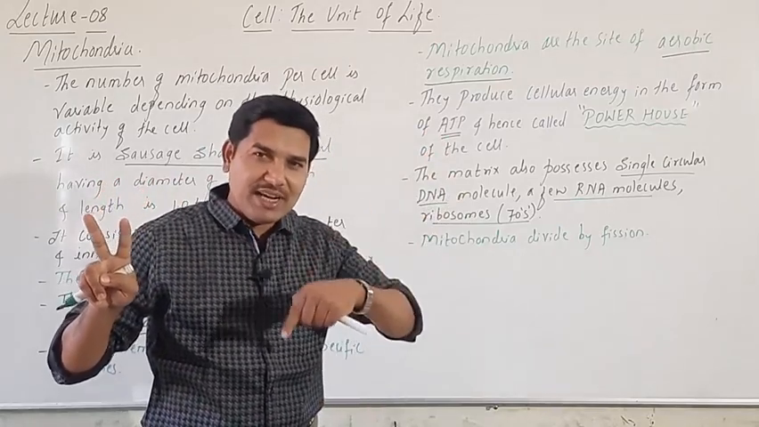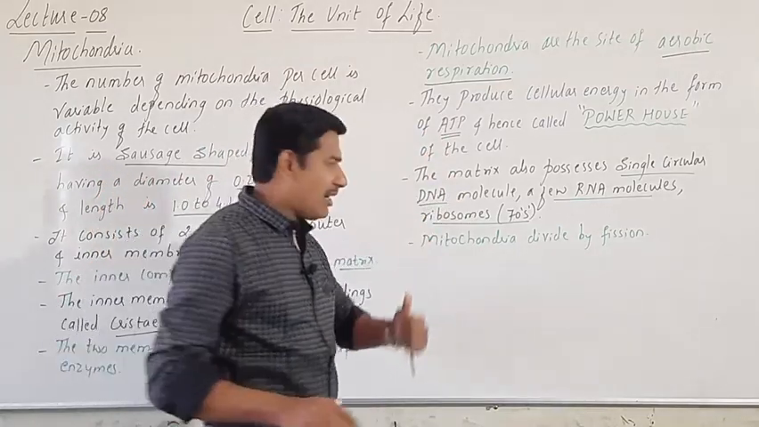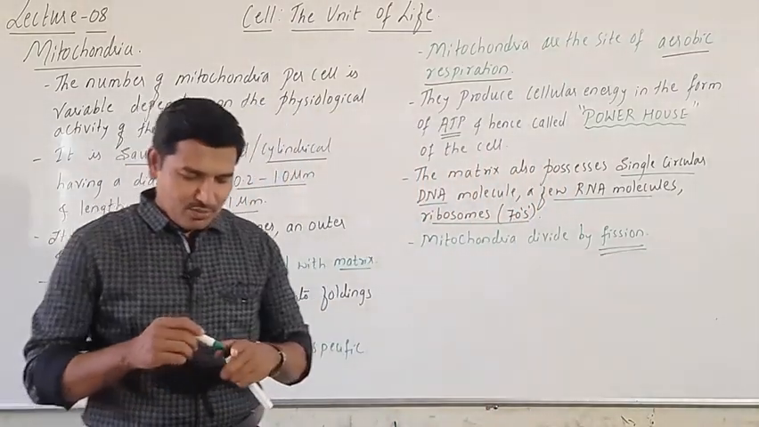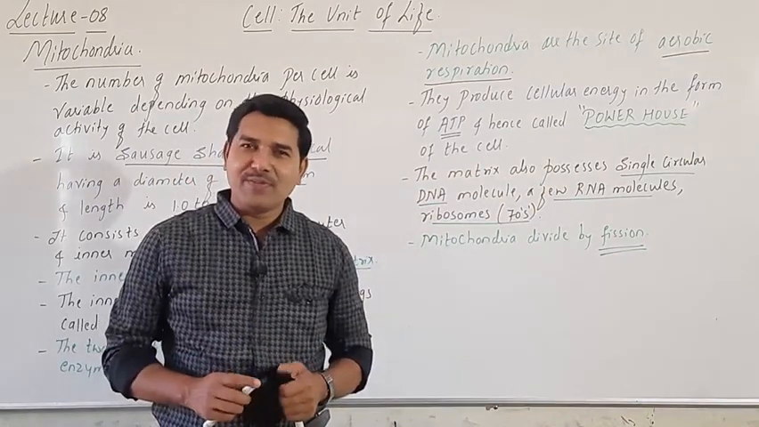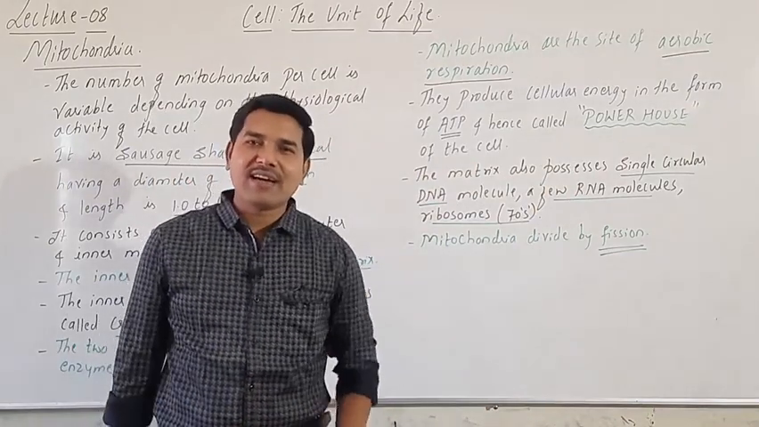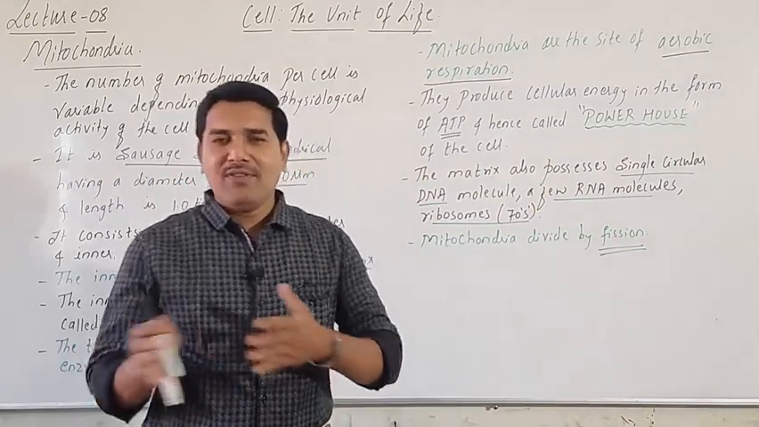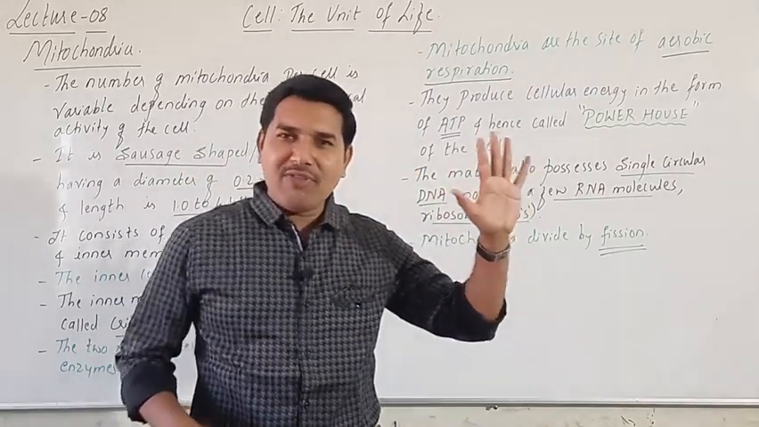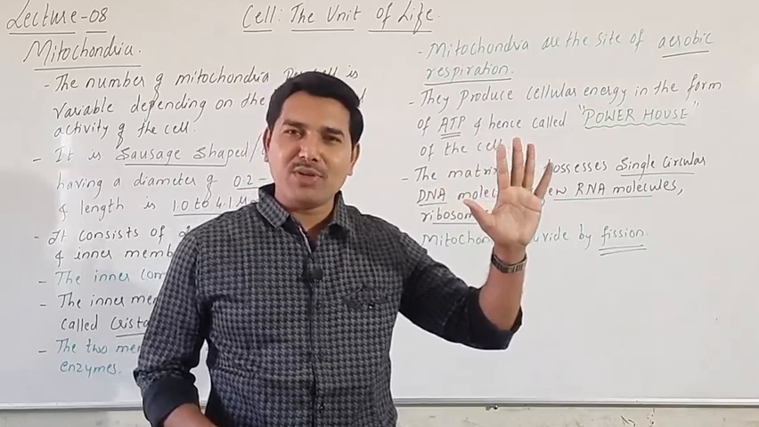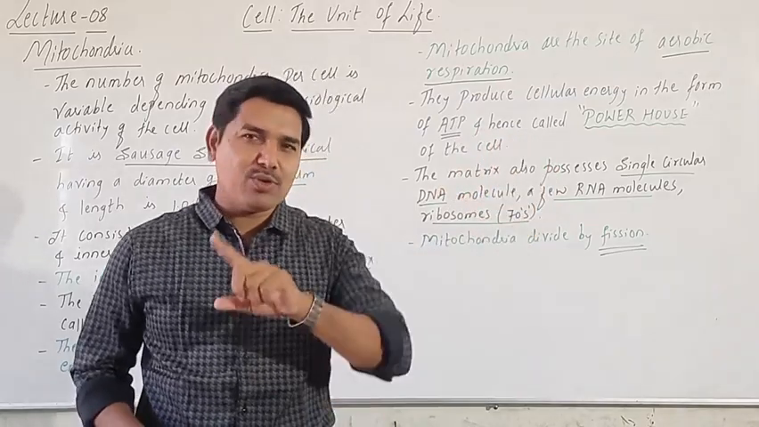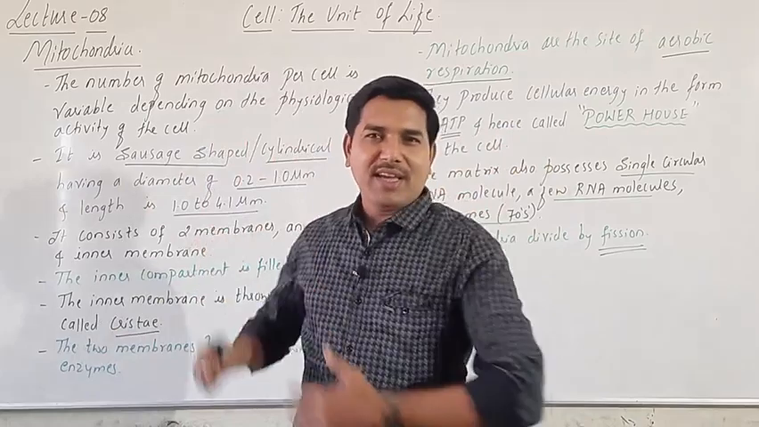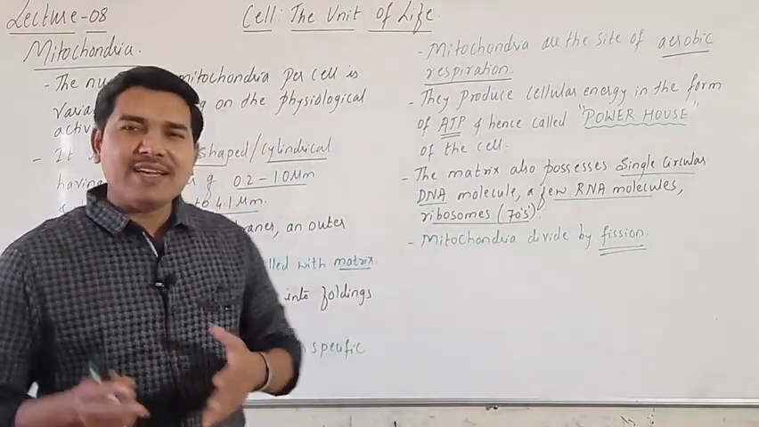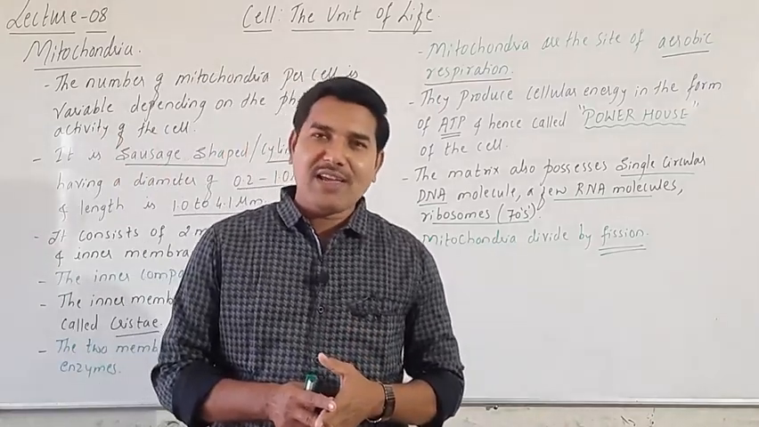Because of the presence of DNA, they will divide automatically. They will divide by the process of fission, so we can say binary fission. Right. So this is regarding the characteristics of the cell organelle mitochondria, and it can be asked as a 5-mark level question. It's a big question. You have to draw the diagram and write these characters.